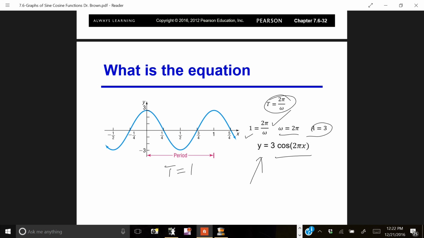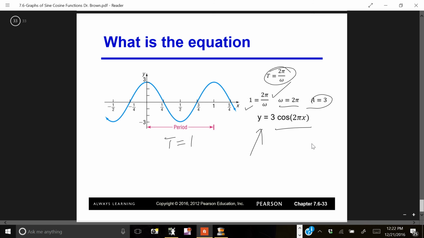I'll leave it to you to put it in your calculator and verify that that is indeed the correct graph. And that is our lesson for today.